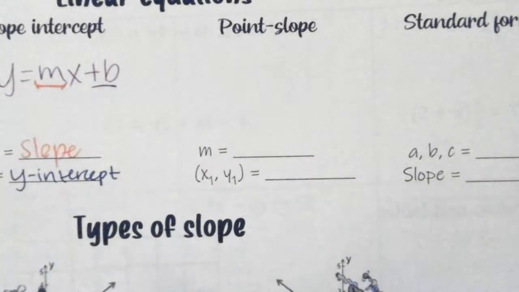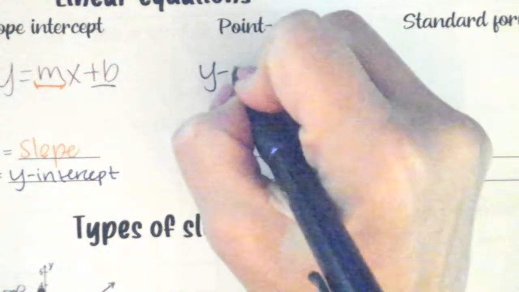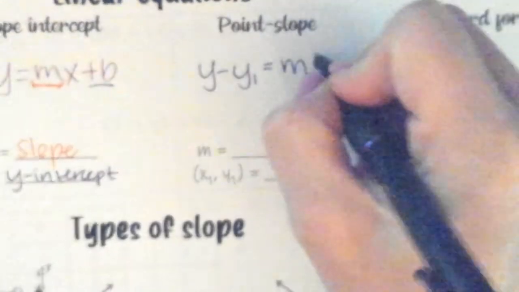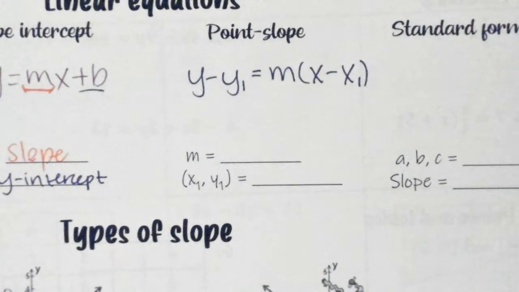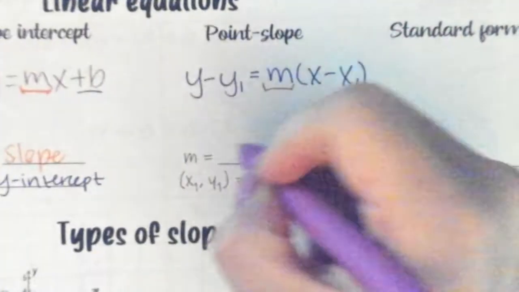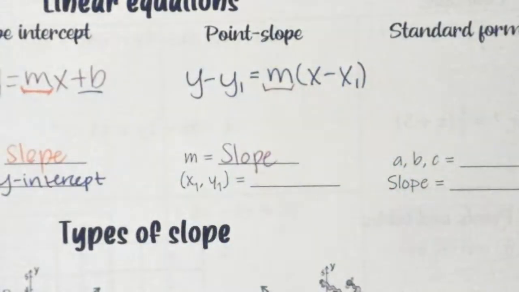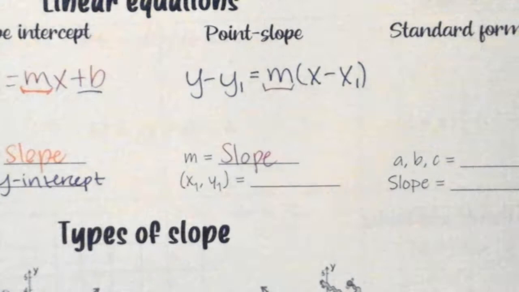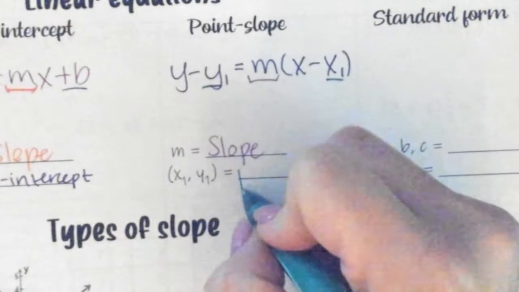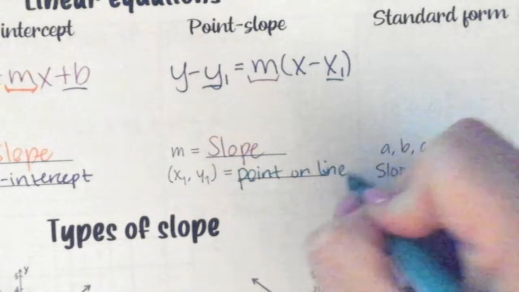Alright, we also have this one called point slope form, and that is y minus y1 equals m open parentheses x minus x1. And this is where, again, m is our slope. So whatever number is in front of these parentheses, that's going to be our slope. And then this, y1 and x1, is going to represent a point on the line. And we will look at that on a later date.